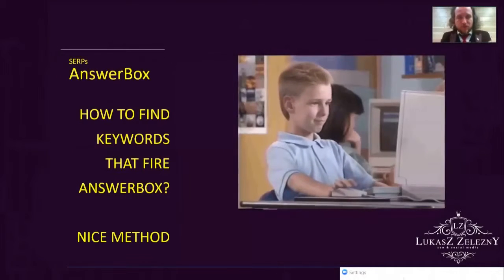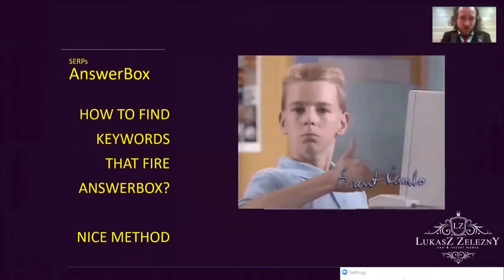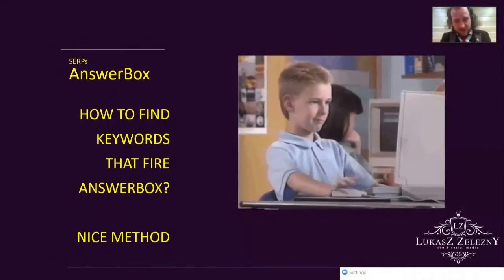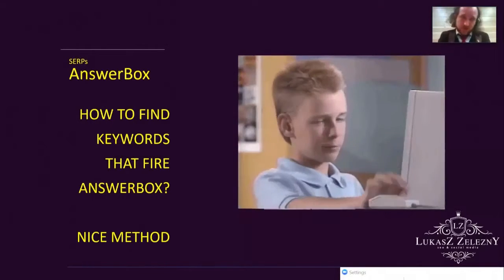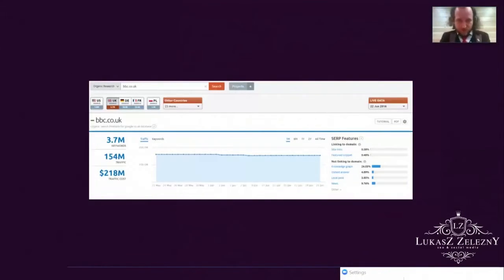Now what to do? How to find what keywords are firing an answer box? There is a nice method, related to SEMrush. We can go, for example, to SEMrush and say, show me BBC UK. And then you can see that there are 3.7 million keywords that BBC UK is ranking for according to SEMrush. And there is something in the search features that is worth mentioning. Featured snippet: 0.48% of all keywords that SEMrush found BBC UK ranking on are firing an answer box.